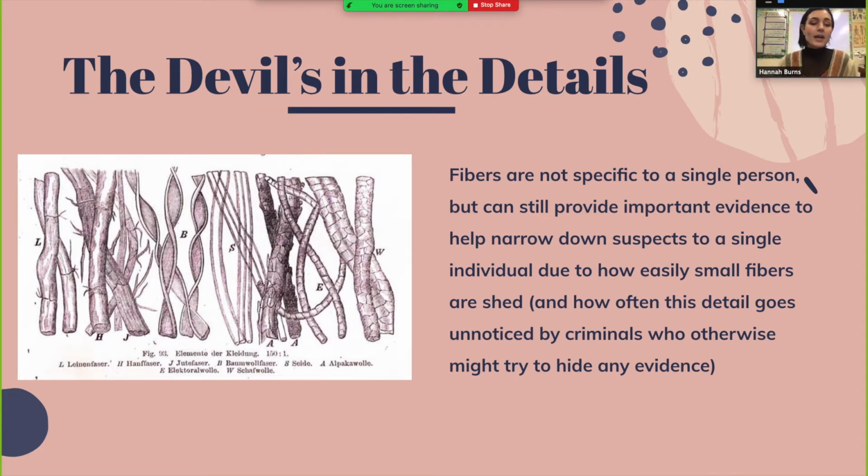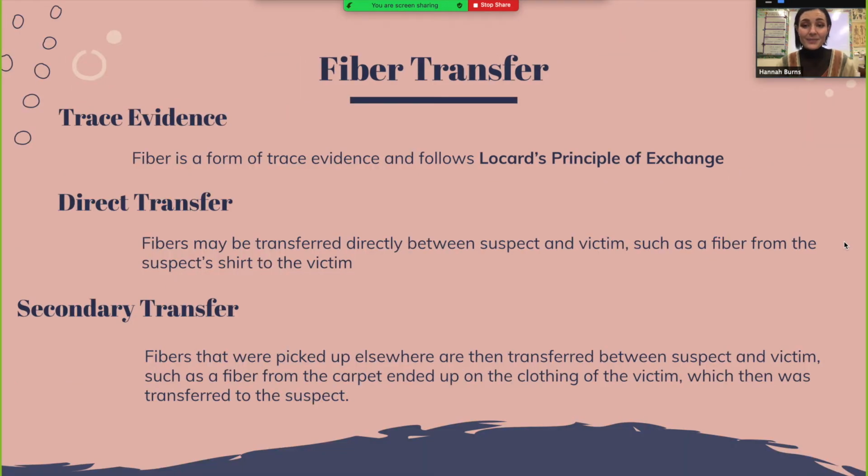Another thing that's really helpful with fibers is that because we shed them so easily and because they tend to be pretty small, it's often the form of evidence that is unnoticed by criminals who otherwise might try to hide any evidence at the crime scene, right? They'll know to wipe off the fingerprints, they know to mop up the blood, but they don't often look to see if their shirt got rid of any fibers along the way. So fibers can really help make or break a case.